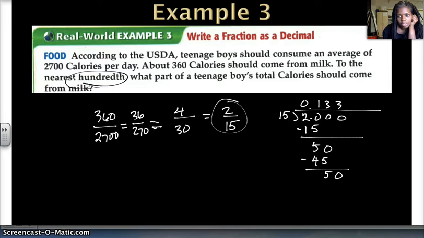So let me use a black pen. 0.1333 repeating, but it says to the nearest hundredth. This is the tenth, this is the hundredth, and this number after it is the thousandth, and I have to look to that number to see if I need to round up or keep it the same, and I'm going to keep it the same. So to the nearest hundredth, it's 0.13. 0.13 part of the diet needs to be milk, according to this USDA study.